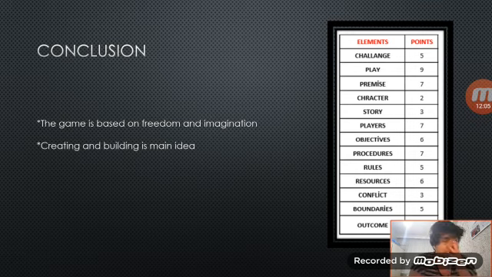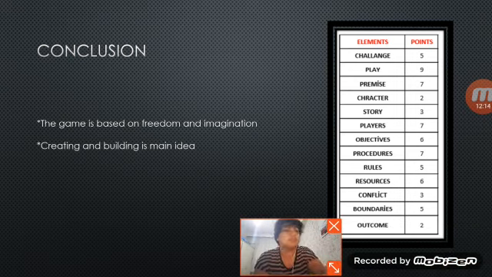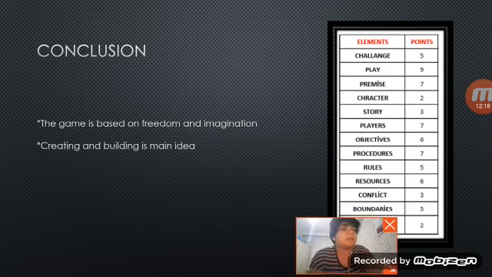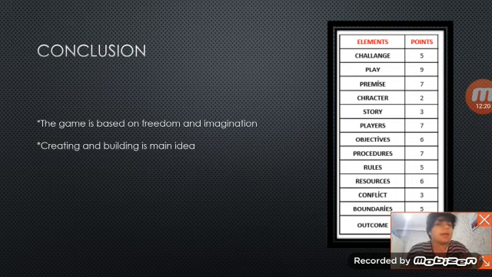I made this table to sum up the ideas that I mentioned before. For example, I gave 2 to outcome because the game doesn't have a really good outcome, because of the concept of the game again.